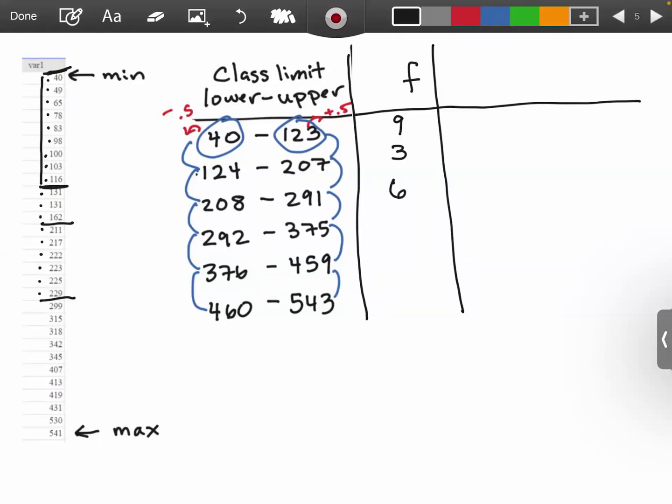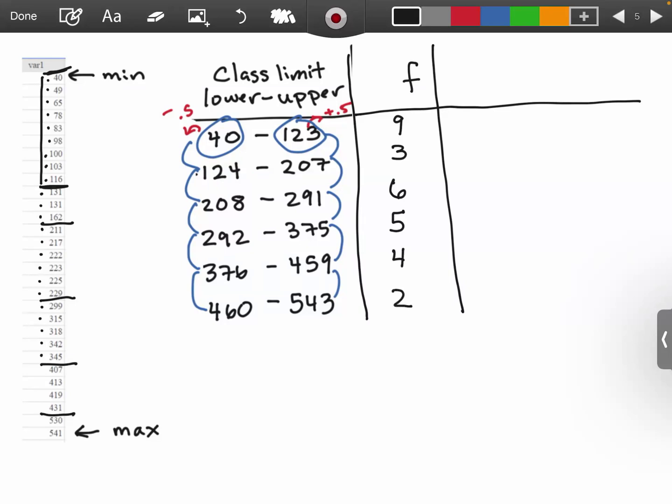291. How many numbers between 292 and 375? Okay, repeat the process, and I get 1, 2, 3, 4, 5. 5 numbers. 376 to 459. And I get 4 numbers. And the last group gets 2.